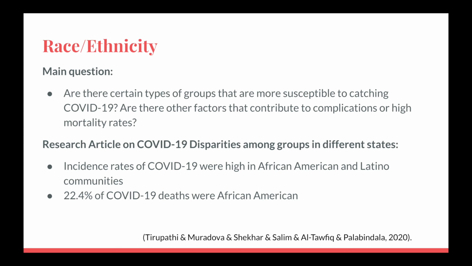Lastly, to analyze my last hypothesis and variable, I want to understand this main question. Are there certain types of groups that are more susceptible to catching COVID-19? And are there factors that could contribute to complications or higher mortality rates? So I provided a research article on Science Direct on COVID-19 disparities amongst groups in different states. It shows that incidence rates of COVID-19 were high in African American and Latino communities. In addition, 24.4 percent of COVID-19 deaths were African American.